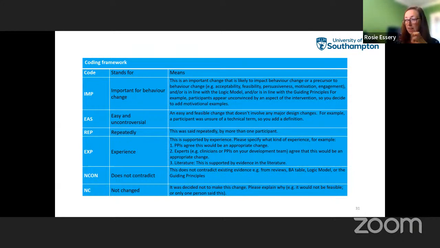So the EXP code there, that stands for experience. And we would use this where there's issues arising that we know are supported by either the opinions of experts within our team that agree that this change would be important and the reasons for that, or existing literature, or the theory and evidence suggests that such a change would be effective, and again, the reasons why.